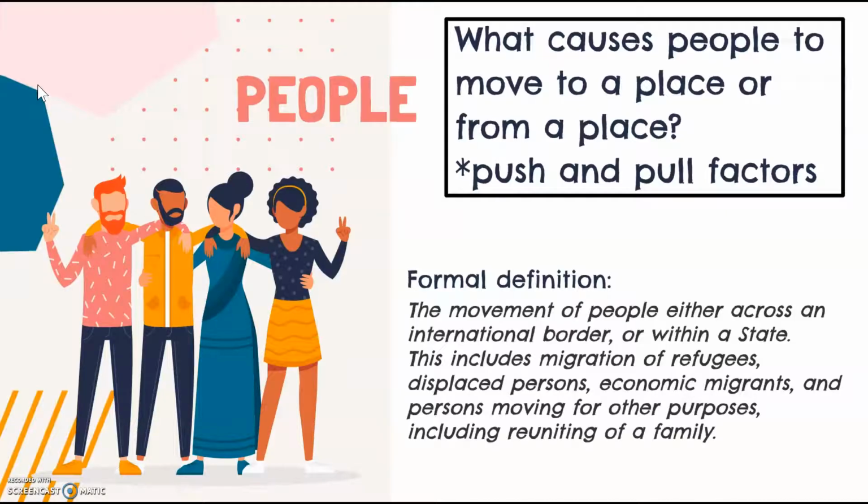The formal definition is kind of big and wordy, but it does talk about the fact that there are different reasons why and where people move. Sometimes they move across international borders, and sometimes it's from state to state. People might be displaced because they no longer have a home, like due to a hurricane or a fire, which makes them a refugee of sorts. It might be that someone lost their job in a certain area but found a different job, so they're moving towards that job. It could be that they've been away from their family and they want to be reunited and live in the same area as their family.